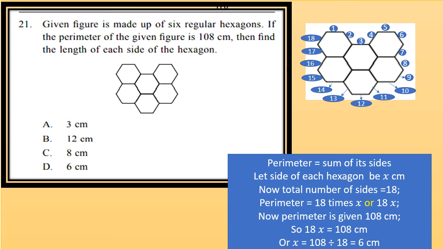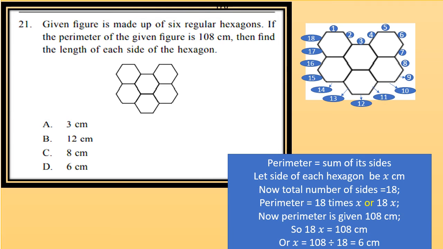Now let side of each hexagon be x centimeter. Now total number of sides is 18. Now perimeter will be 18 times x, so 18x. Now perimeter is given 108 centimeter, so 18x equals 108 centimeter, and x will be 108 divided by 18 equals 6 centimeter. So our answer will be 6 centimeter.